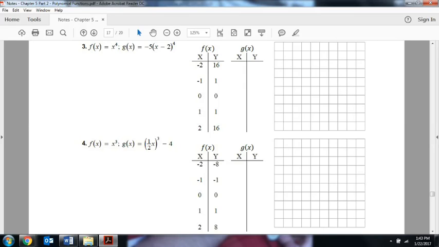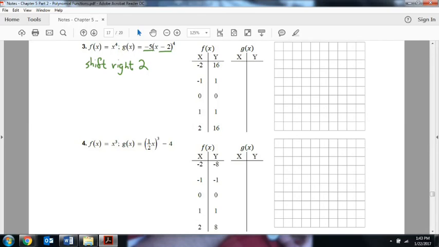Alright, number 3 and number 4. We actually have 3 things going on here. We're subtracting 2, therefore we are shifting right 2, which means we need to add 2 to all our x values. And then we're multiplying by a negative 5. Now, we're multiplying by a negative. Here, give me just a second.